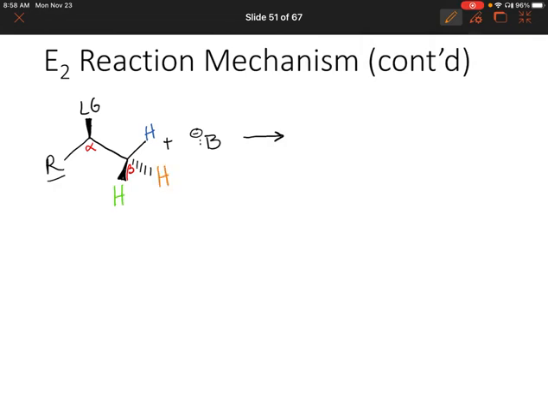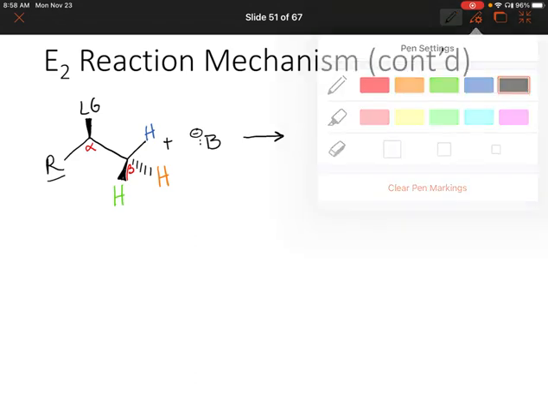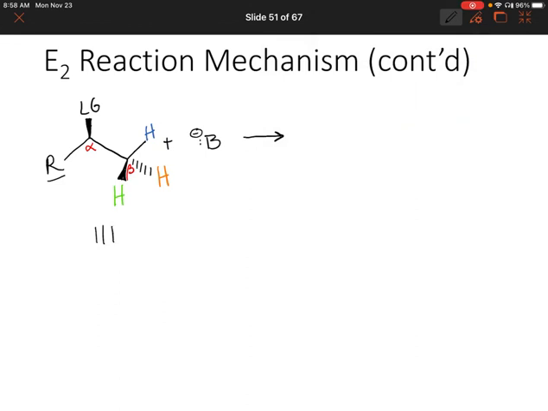All right, so which one of those hydrogens will the base want to remove? And remember, it has to be anti-coplanar. Now, we don't have a ring system here, so we can't draw a chair conformation to figure this out. Instead, we're going to draw a Newman projection to figure out which hydrogen is anti-coplanar.